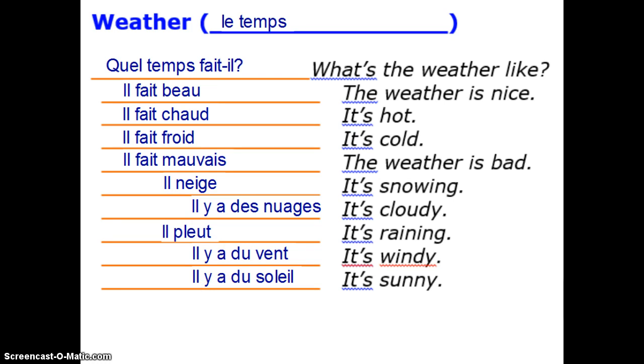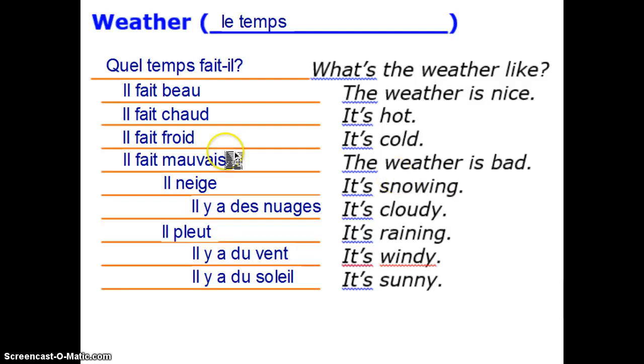But either way, if you want to say that the weather is nice or beautiful, you'll say il fait beau. If you want to say that it's hot, you'll say il fait chaud. If you want to say it's cold, or what my students usually like to remember is freezing, because it both starts with an FR, il fait froid is how that's pronounced. And if it's bad weather in general, il fait mauvais.